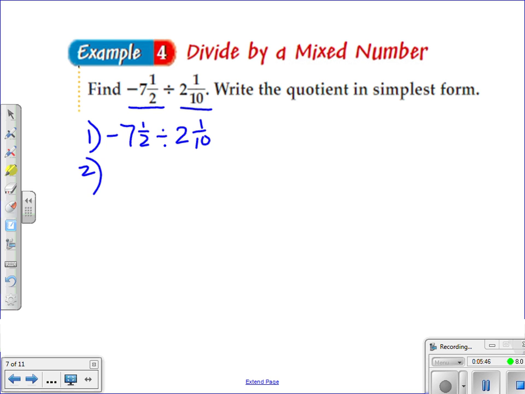Step number 2 for dividing, you're going to what? Multiply, oh no, just kidding, my bad. Step number 2, we have to change these guys to improper fractions.